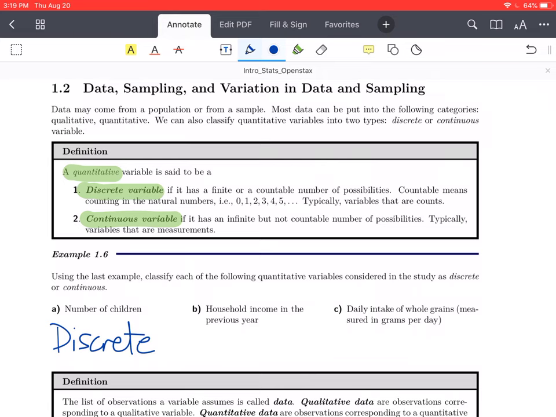Household income in the previous year. So this one's a bit of, I guess you could call it a gray area. You could make an argument for both sides of this, where it's discrete because we can count it, right? You can count the money to the nearest cent. But when we're talking about money, generally we are dealing with a continuous variable, because it's not rounded to the whole dollar, right? It would be $1, $2, $3. You can have cents in there as well. So we generally consider this to be continuous.